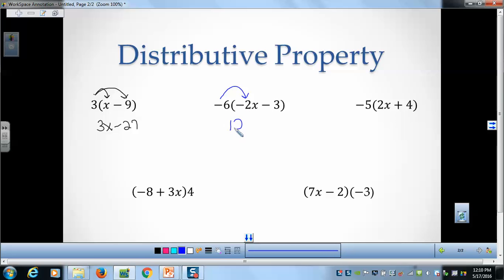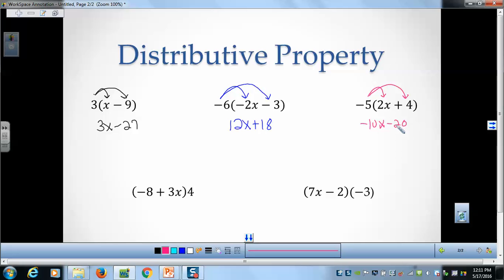And then I do negative 6 times negative 3. A negative times a negative is a positive. 6 times 3 is 18. All right, and you can see that that's just our process. All right, moving on to the third example. I would take negative 5 and distribute to the first component, and distribute negative 5 to our second component. Negative 5 times 2 is negative 10x, and then negative 5 times 4 is negative 20.